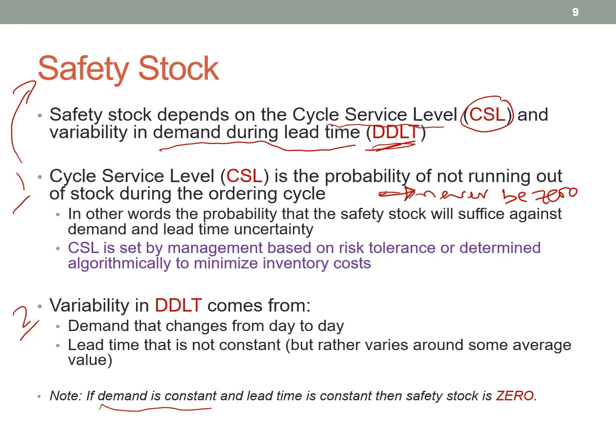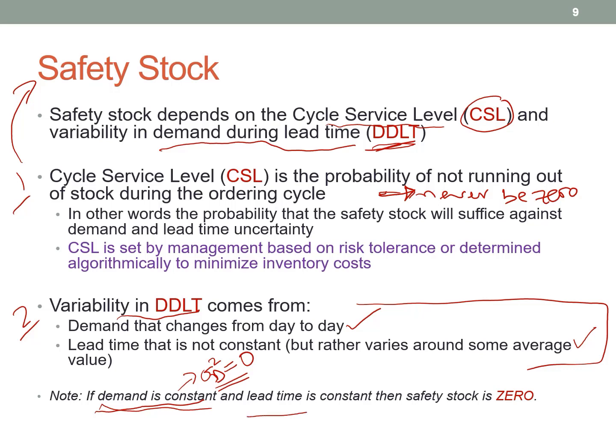The second factor, which is variability in demand during lead time, that variability is due to either variability in demand or variability in lead time. When both these variabilities are zero, then safety stock is zero because there is no variability to hedge or buffer against. So if the demand is constant, which means the standard deviation of demand or the variance of demand is zero, there's no variability. And if the lead time is also constant, then the variance in the lead time is also zero. So if both of these variabilities are zero, then we don't need any safety stock. Then the safety stock would be zero as well.